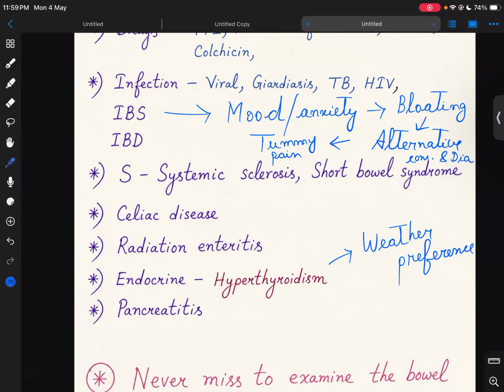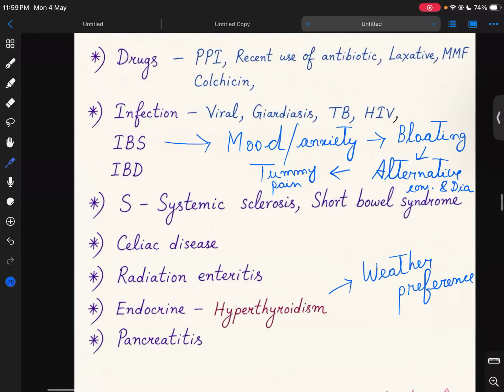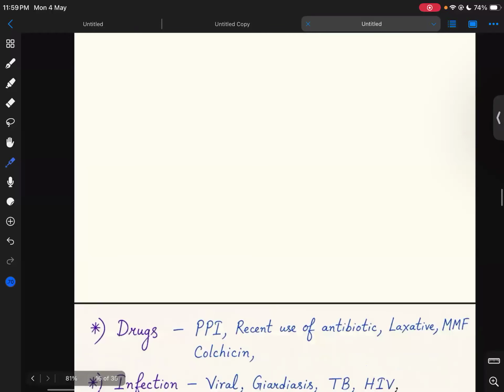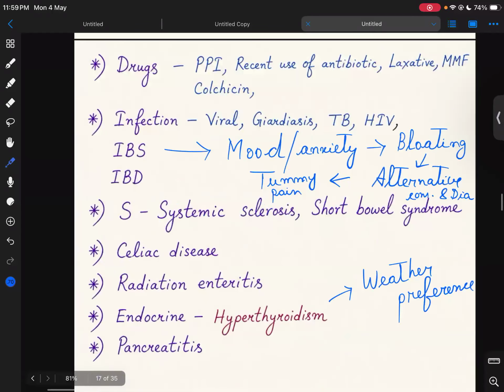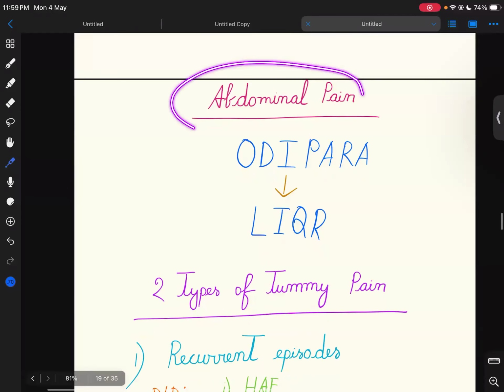Any other question? No other question? Okay, if there's no question, then let's proceed to the next prompt. The next prompt is abdominal pain. This is going to be the last triple prompt.